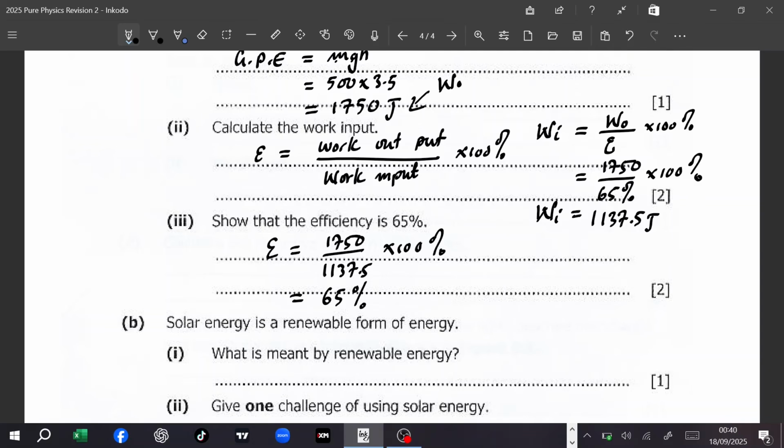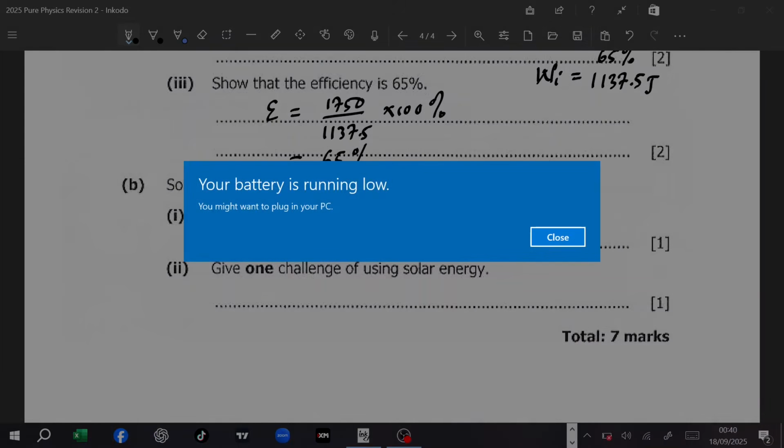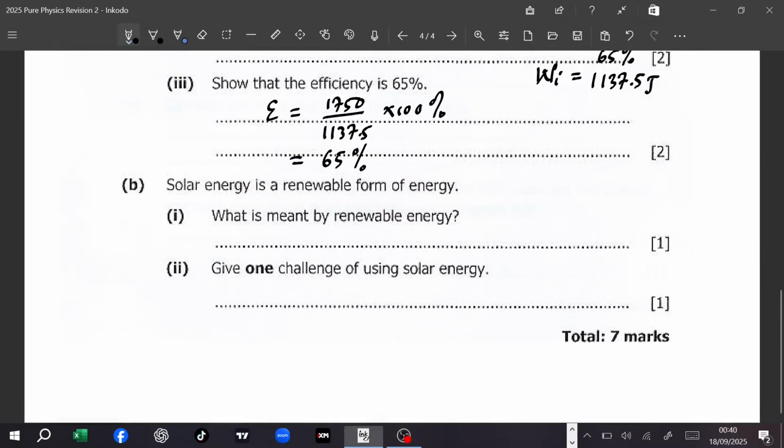Then we move on to B, where they're saying solar energy is a renewable form of energy. What is meant by renewable energy? Renewable energy is energy which is produced by renewable resources. Then give one challenge of using solar energy. Solar energy is affected by weather. When there are clouds, for instance, the energy is affected.